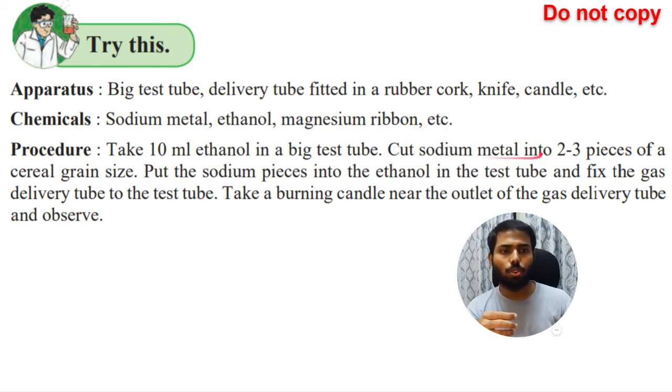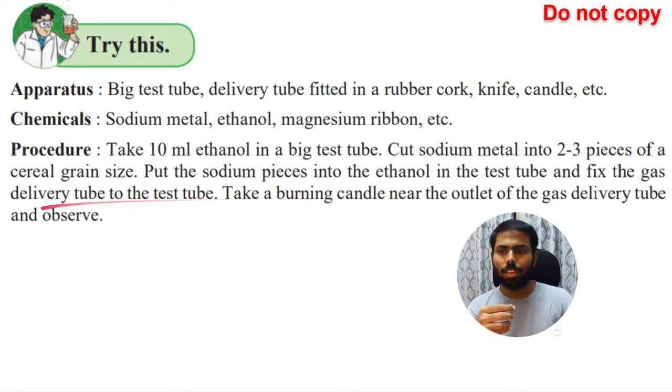Okay, cut sodium metal into 2 to 3 pieces of a cereal grain size. Cereal यानी छोटा सा दाना जितना, 2-3 pieces कर दो सोडियम के. Okay, next, put the sodium pieces into ethanol in the test tube. तो जो सोडियम के छोटे छोटे पीसेस किए उसको फिर टेस्ट ट्यूब में डाल दो.